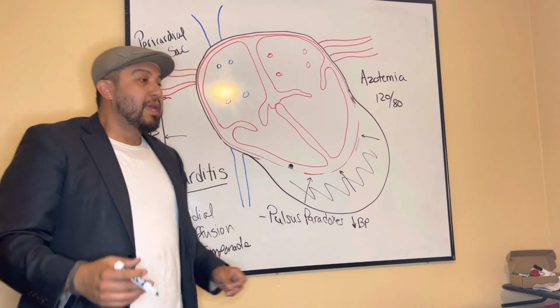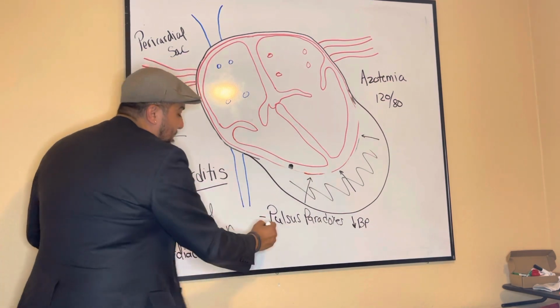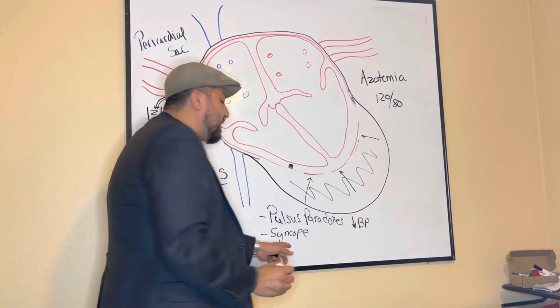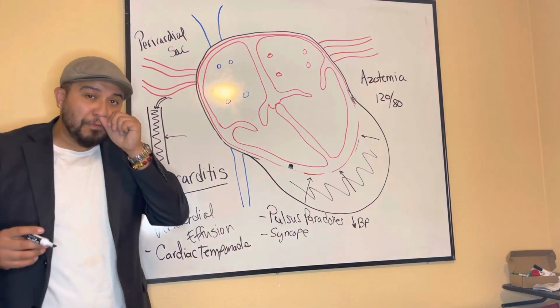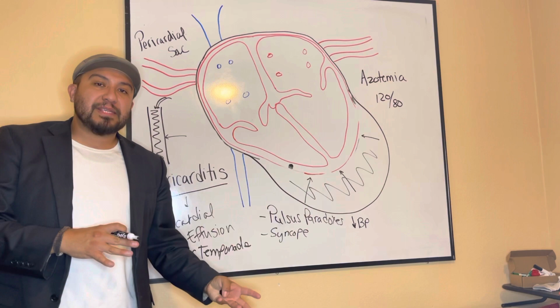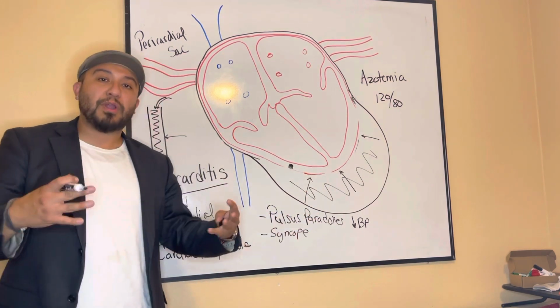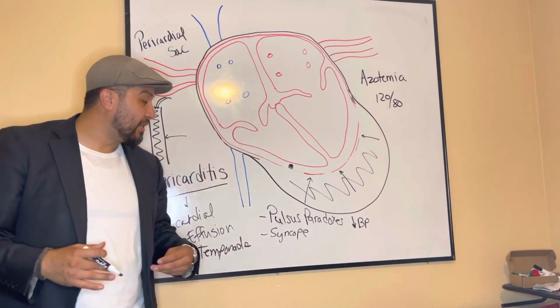The patient may also develop syncope. Now this is fainting. The patient may have an issue with perfusion to the brain, and they may pass out because of the inability to perfuse blood adequately throughout the system. The cardiac output actually decreases.